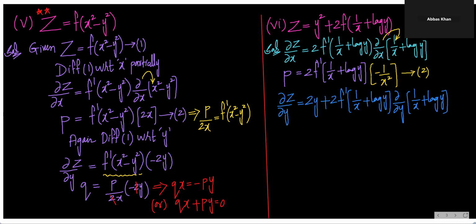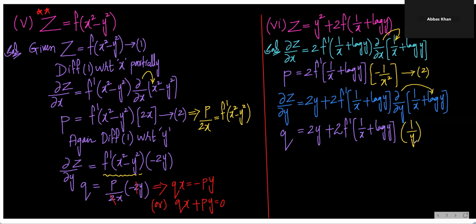After this one, you can see that this is q is equals to 2y plus 2 times f dash of 1 by x plus log y into, now look at this, the derivative will go to this term only. Log y differentiation is what? 1 by y with respect to y. Log y differentiation is 1 by y. Got the idea?